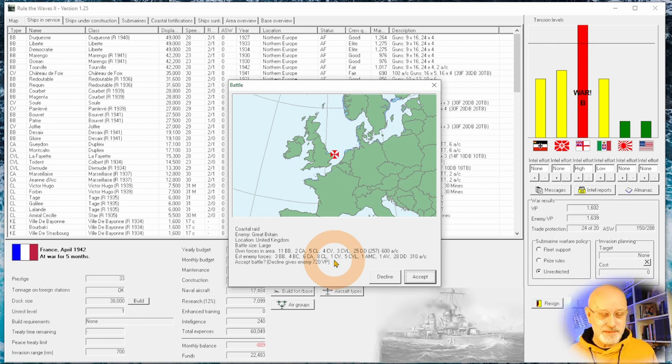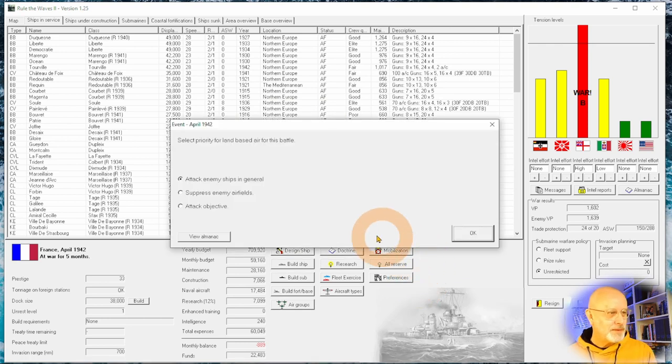Well, so be it. Oh dear. So, yes, they got about 300 aeroplanes. We got about 600. I'm not sure if that includes the carriers.